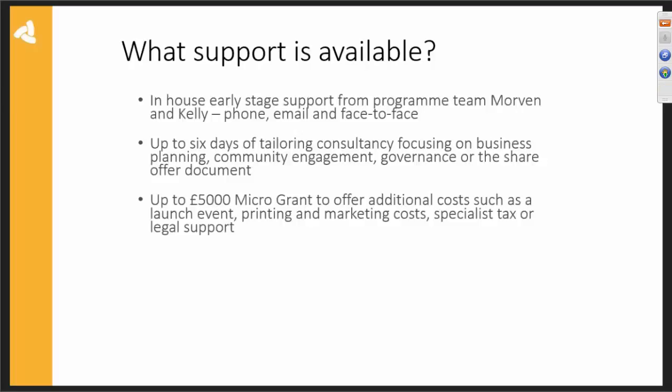Another thing that we've got is a micro grant programme. Groups can apply for up to £5,000. And what this covers is additional costs outside of the consultancy support. So things such as a launch event, if you're wanting to put on an event once you're actually ready to launch your share offer. Printing and marketing costs, so designing your share offer document, printing enough high quality copies and distributing them around your community and wider. Or we've seen more and more groups needing specialist tax or legal support, and again that's something that the microgrant can cover.